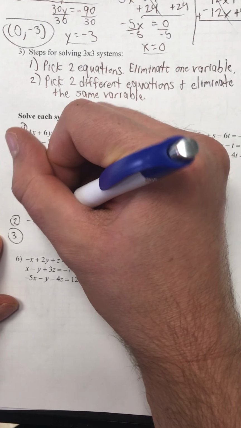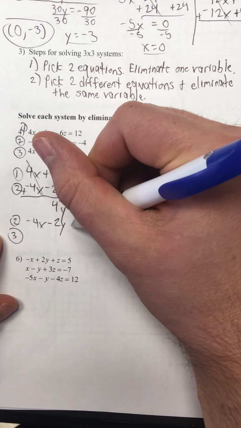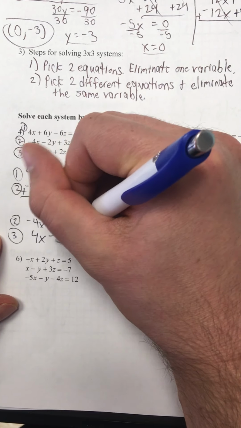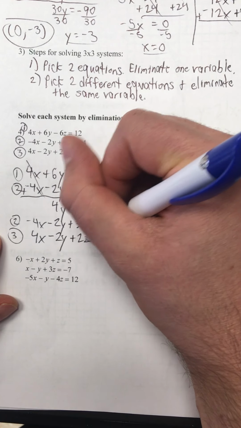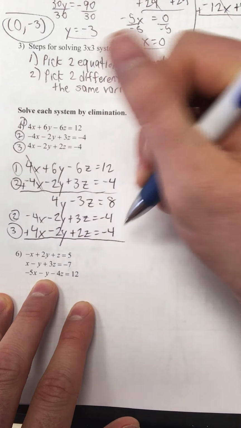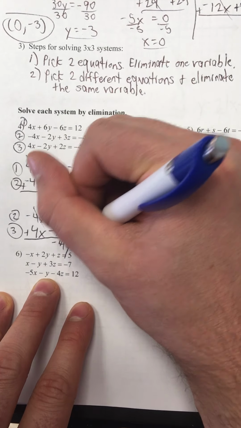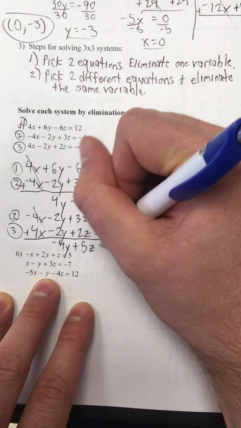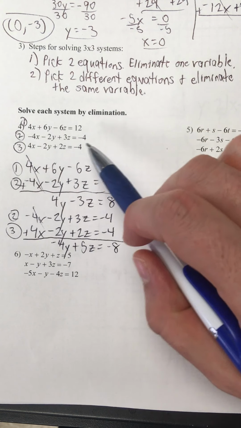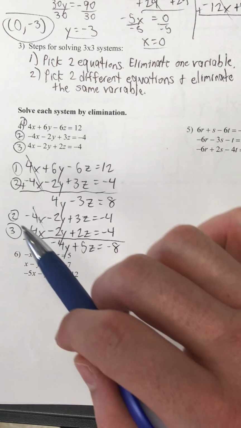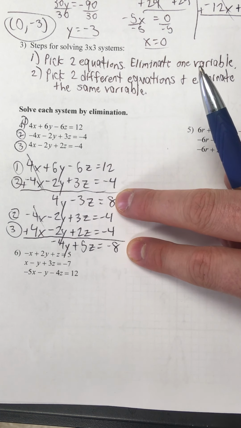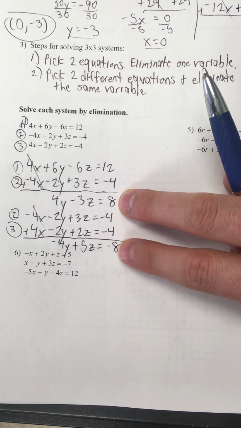So I'd have negative 4x minus 2y plus 3z equals negative 4, and positive 4x minus 2y plus 2z equals negative 4. We can just go ahead and add these together as is. So x is canceled, that's negative 4y, that's plus 5z, and that's negative 8. So I've done my first step, I picked 2 equations, eliminated a variable. I did my second step, I picked 2 different equations, eliminated a variable. Now, look what I have. I have 2 new equations right here.